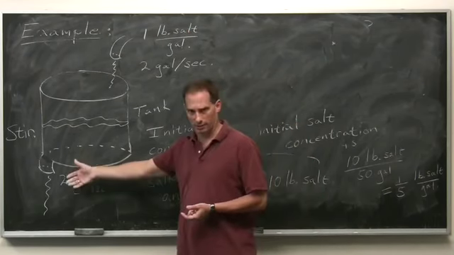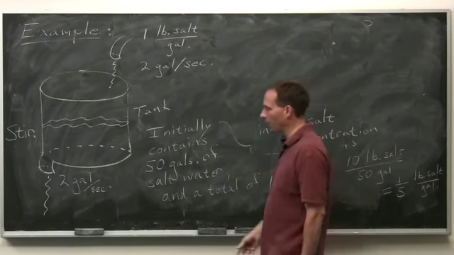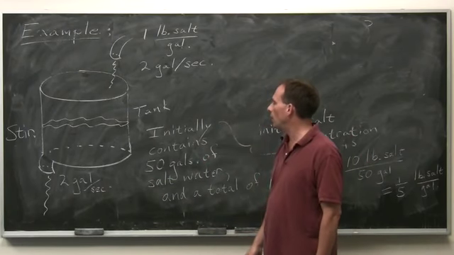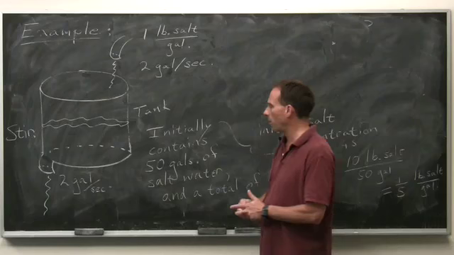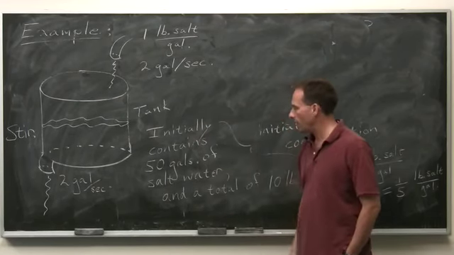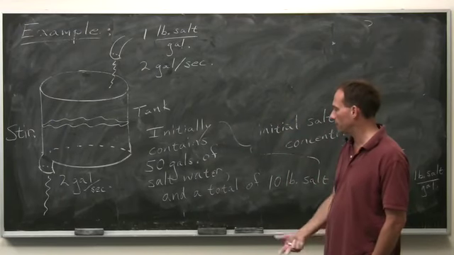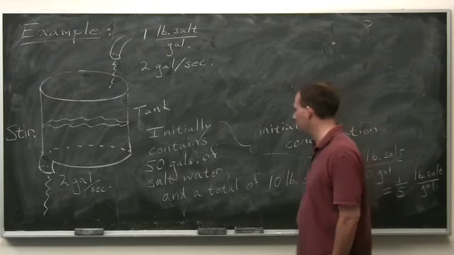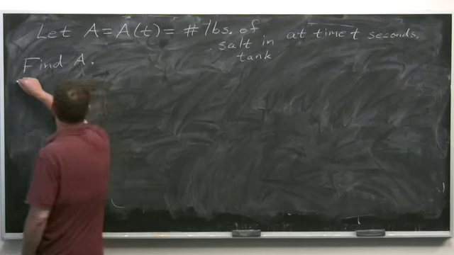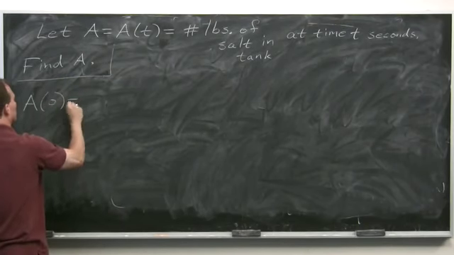You're also removing some pounds of salt from the tank. And you're told something about its rate, although it's a little less clear what we're told here. So anyway, this is a problem about rates of change, and we're also given some initial data. We know A at time 0. A is the number of pounds of salt in the tank at time t. At time 0, we know there are 10 pounds of salt. So the initial data gives us an initial value problem: A at 0 equals 10.